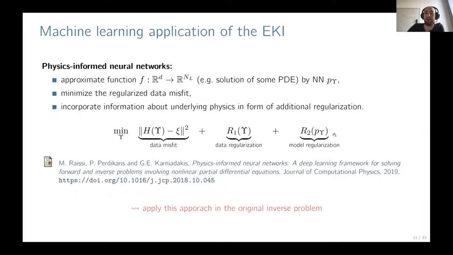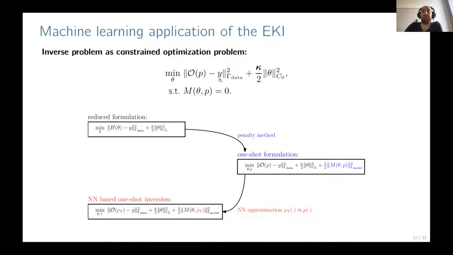So let's keep a short overview on this. So consider the inverse problem as a constrained optimization problem where our physical model is formulated by this map M. As an input, we have our underlying parameter theta and also the functional P, which represents the PDE, for example, in the background. And now in the reduced formulation, assuming that you can solve this PDE exactly given some theta, we can write down a solution operator and can formulate the inverse problem as an unconstrained optimization problem where H now represents the forward solution of the PDE.